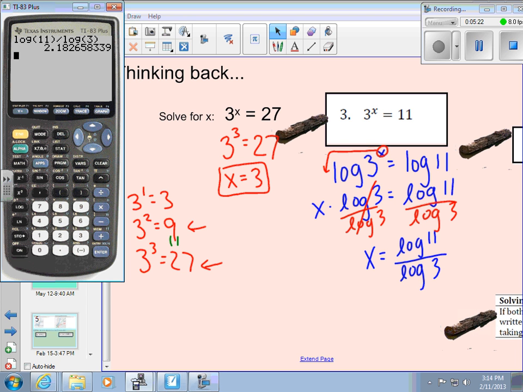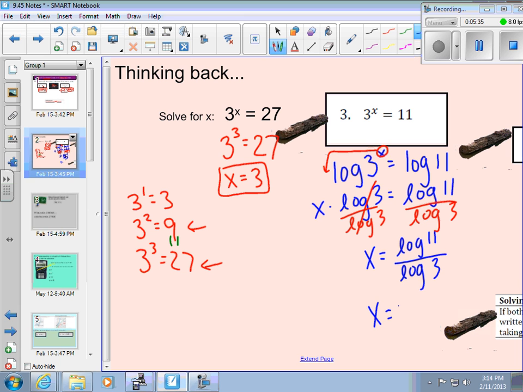We said the exponent would be somewhere between 2 and 3 because 3 squared equals 9, and 3 to the third power equals 27, and 11 is between those. So the exponent here is about 2.18. So 3 to the 2.18 power is going to be very close to 11.